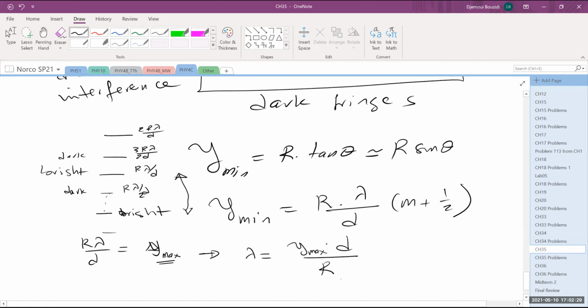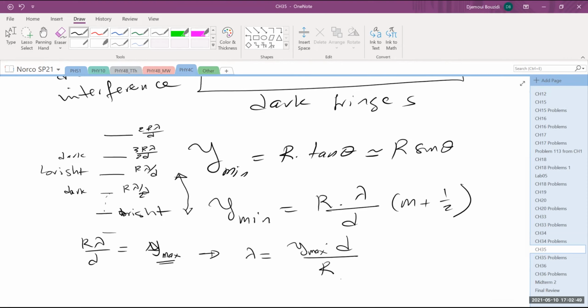So if I can measure all of these distances, I'm in business. I know exactly what I have found. I have found the wavelength, although I had no idea what was waving in the early 1800s, but I know the wavelength of that green light, for example, versus the red light, versus the blue light. So we know there are different wavelengths.